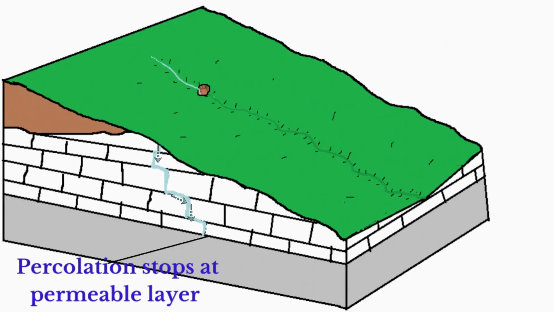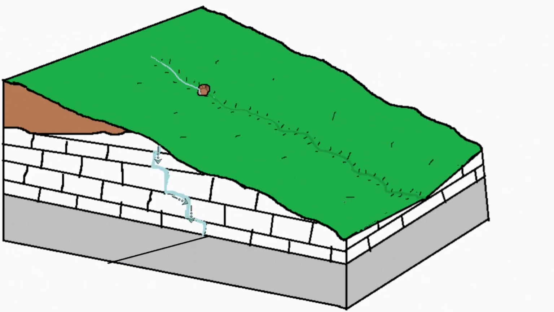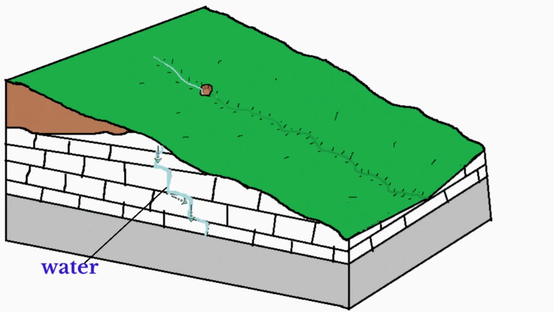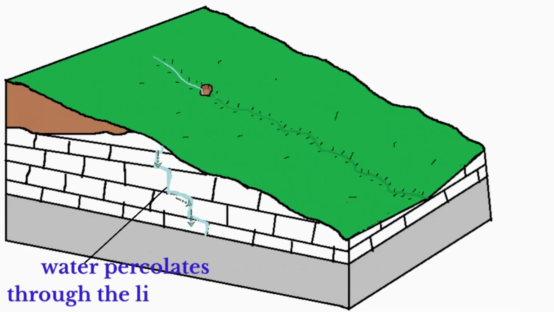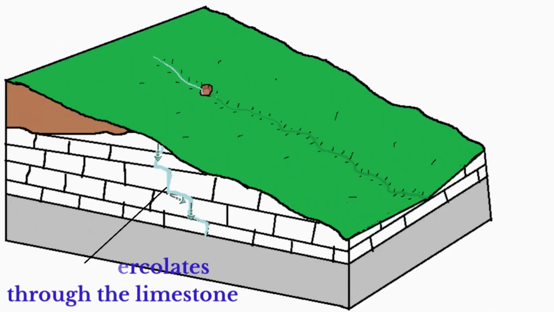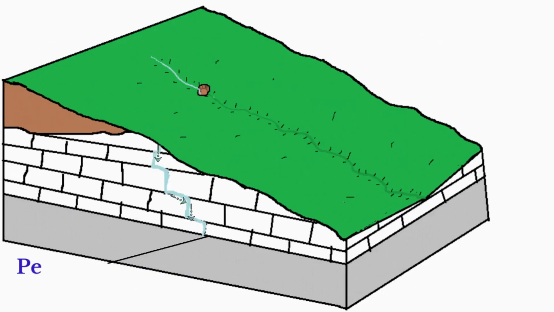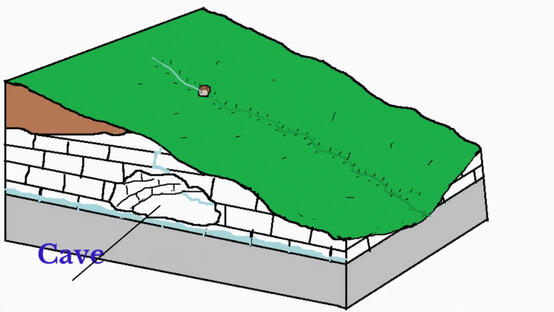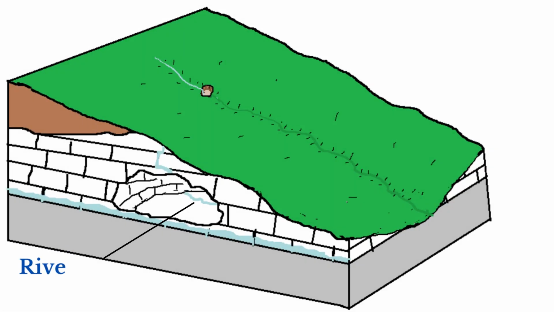Water percolates through the limestone, mainly along the joints. However, when it reaches an impermeable layer, percolation stops and water begins to rise. This forms a zone where the ground is saturated with water. The upper limit of the zone of saturation is known as the water table. The dominant flow now becomes a sideway flow called base flow. Over time, base flow will dissolve the limestone, mainly along the bedding plane, to create large holes called caves. The river which flows beneath the surface is called a subterranean stream.